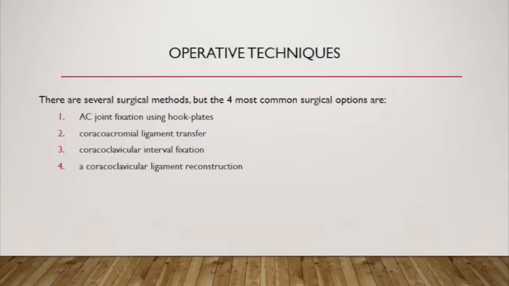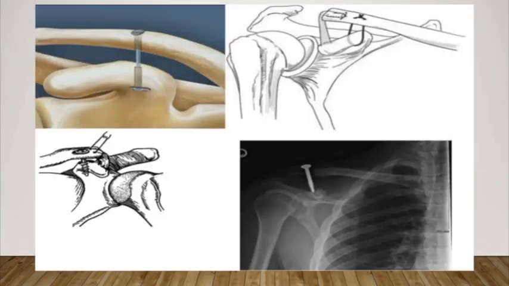Now let's progress with the operative techniques that can be used in case of AC joint injury. There are mainly four most common surgical procedures that are done. That is AC joint fixation using hook and plates, coracoacromial ligament transfer, coracoclavicular interval fixation, and coracoclavicular ligament reconstruction. All these procedures are depicted here. We don't need to go into detail for now.